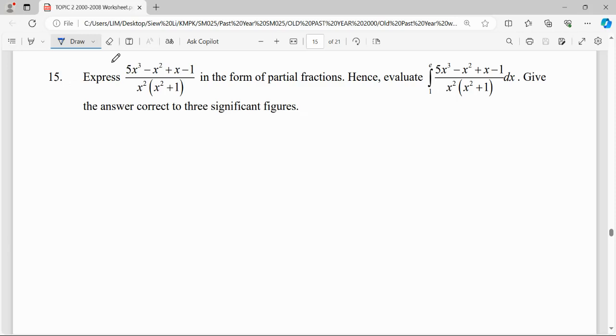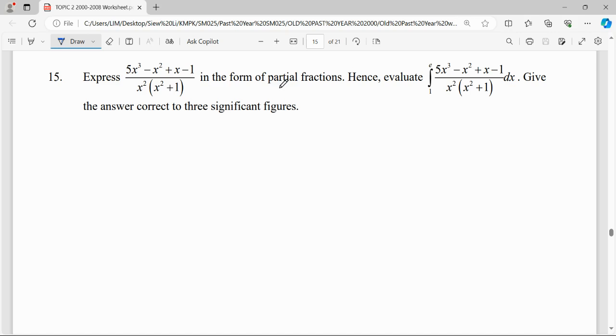Hi everyone. For this question, it says express the fraction in the form of partial fractions. Hence, evaluate this integral from 1 to e. Then give your answer correct to three significant figures. First, we answer the first part here. Express this fraction in partial fractions.